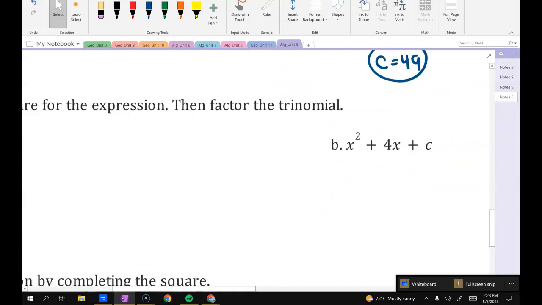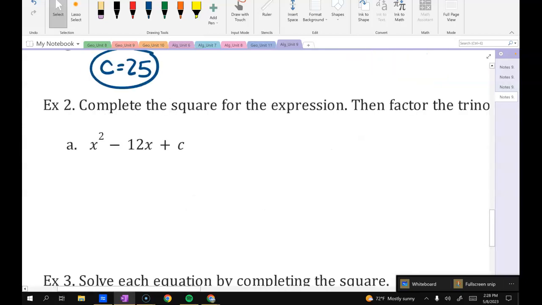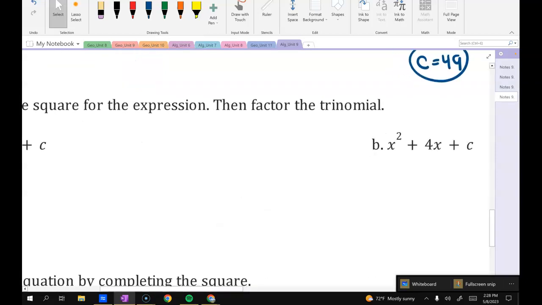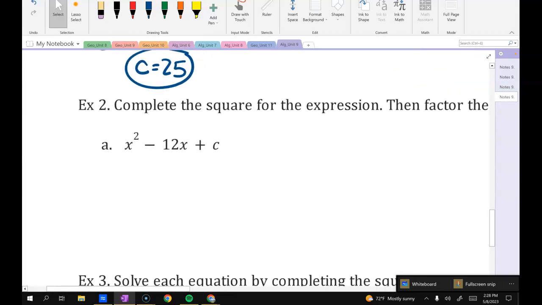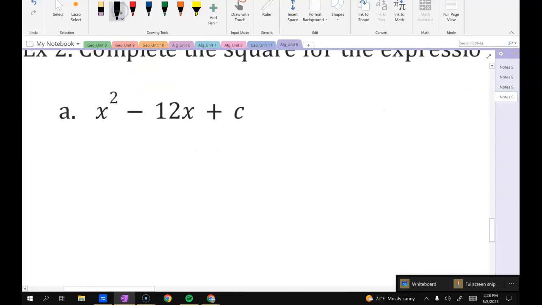So instructions for the second set of examples are the same instructions that are on your homework. You're going to complete the square, so that means you're going to find C, and then you're going to factor the trinomial. So I'm going to figure out my C term. I'm going to do it in my head. All right, so to find my C term, I'd have to divide negative 12 by 2, because negative 12 is my B term. So that'd be negative 6. Then I square negative 6, so I get 36. And 36 is a perfect square, so that's good.